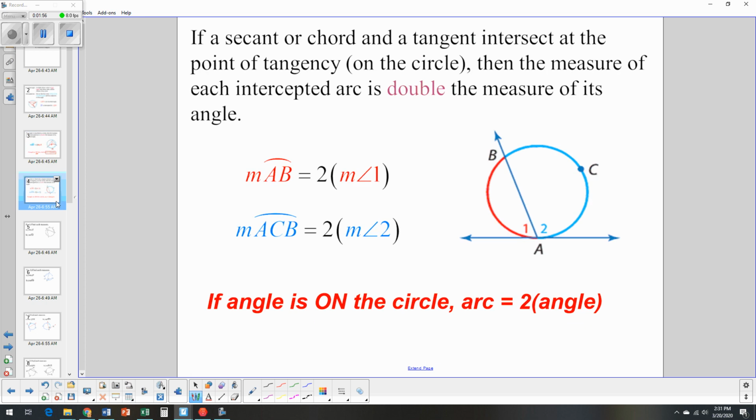This picture shows the same thing. In this case, it's not an inscribed angle, but the angle that we're creating is still located on the circle. It's created by a secant and a tangent, or it could have been a tangent and a chord. But each of these angles would be half of their arc, or the arc would be double the angle. So again, I'm still using arc equals 2 times the angle.